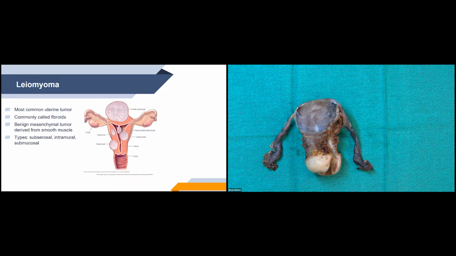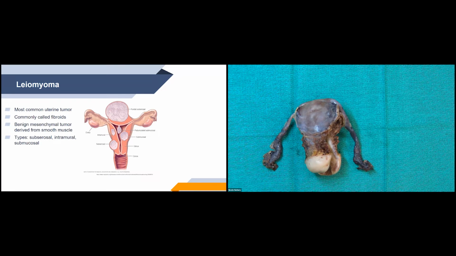So there's subserosal, which arise under the serosa. Then we have our intramural, which are found within the walls of the uterus. And then we have our submucosal, which are found beneath the endometrium. So the submucosal fibroids, typically because they grow under the lining of the uterus, they can cause more bleeding issues, and as well, they can grow into the uterine cavity and can cause more fertility problems as well.